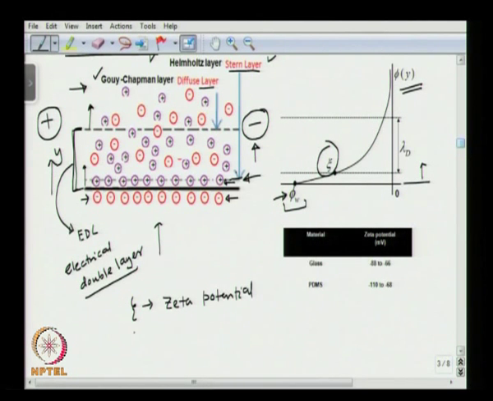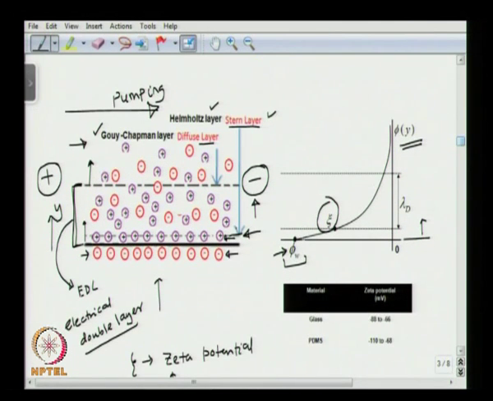So this zeta potential is the potential at the Stern layer, okay. So the electric potential from the wall is reduced into the bulk, and about the length scale of lambda d it reduces to 0 into the bulk, okay, and this length scale lambda d is known as Debye length, okay.